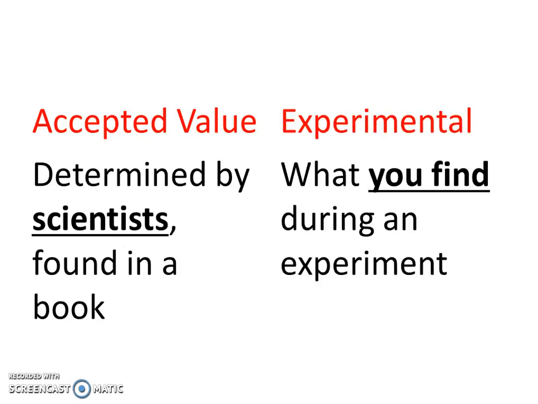An experimental value is what you find during an experiment. Oftentimes you will be comparing your value with that from the reference, from the text. You will then say how much difference there is between the two and express that as percent error.